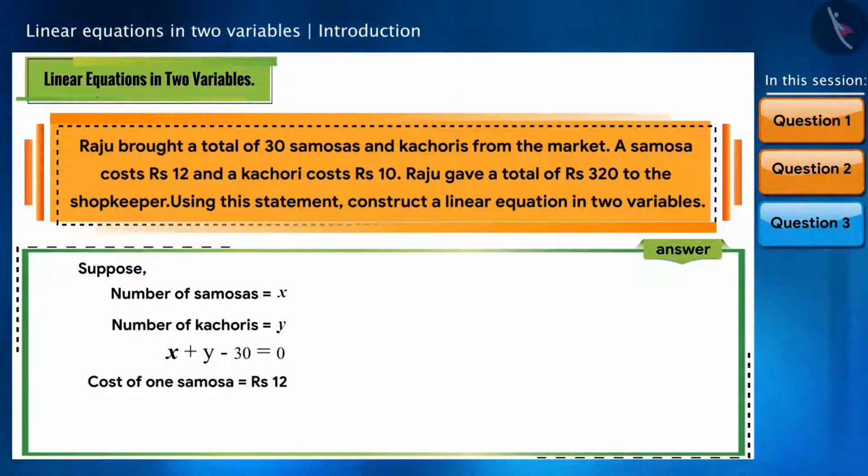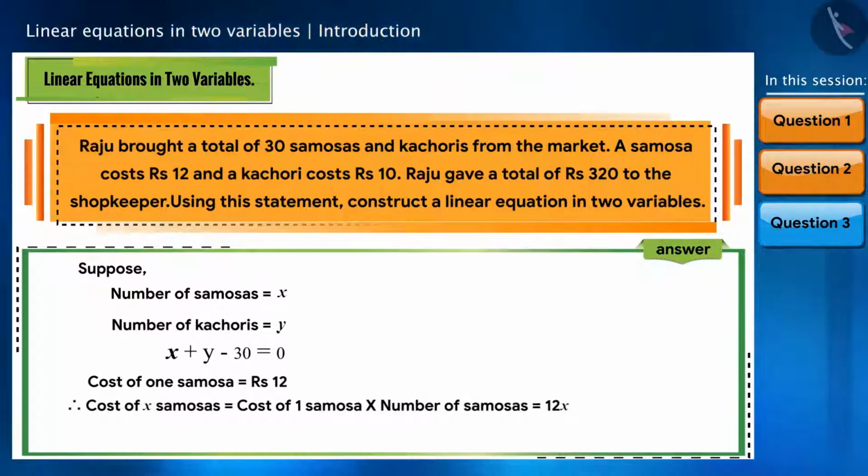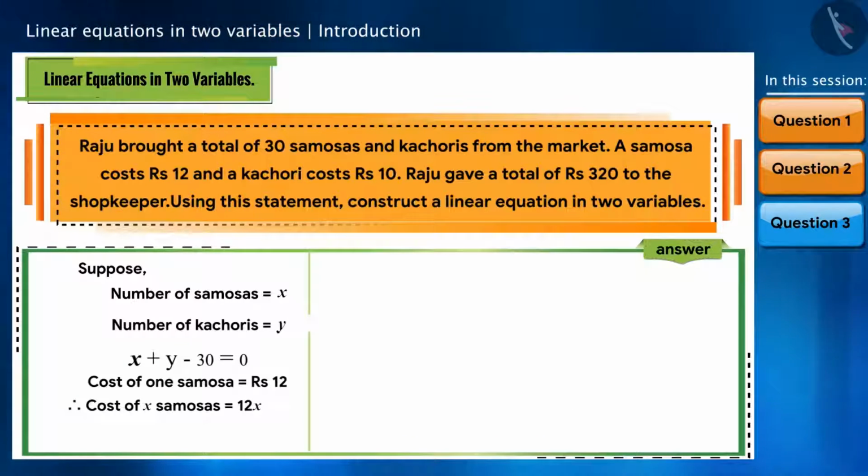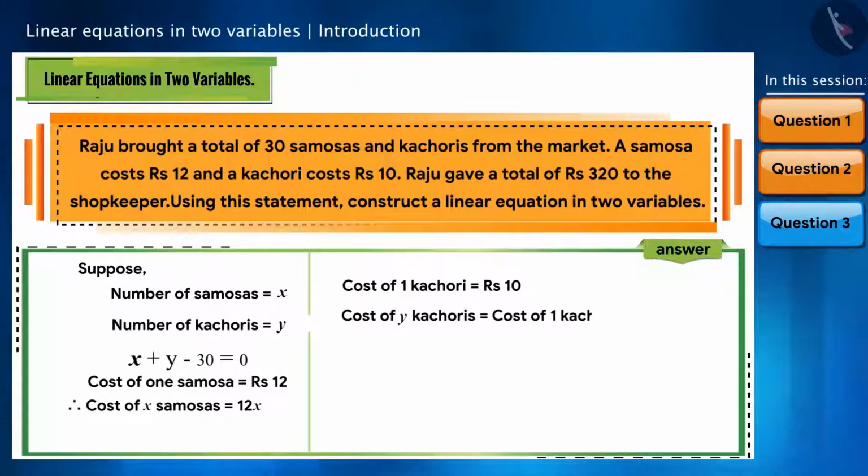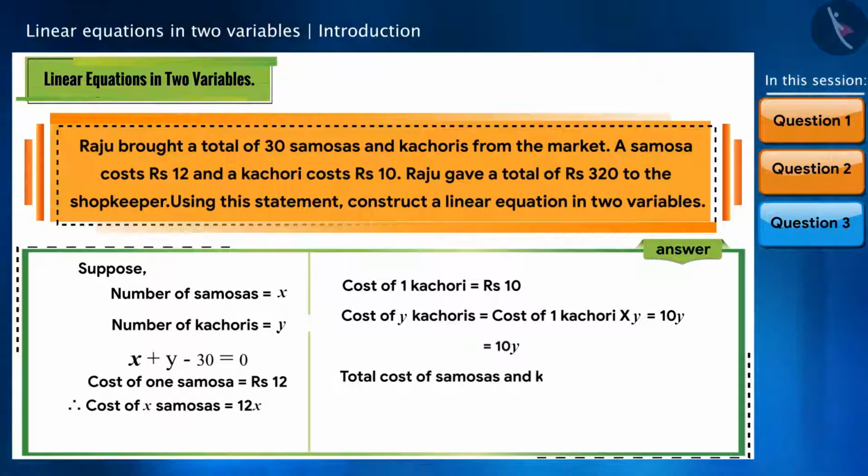So according to the question, the cost of a samosa is rupees 12. What do we do if we want to find the cost of x samosas? We will multiply the cost of one samosa by the number of samosas. So this will become 12x. Similarly, the cost of y kachoris will be 10y. Total cost of samosas and kachoris is rupees 320. So we will write this as 12x plus 10y is equal to 320, or 12x plus 10y minus 320 is equal to 0.